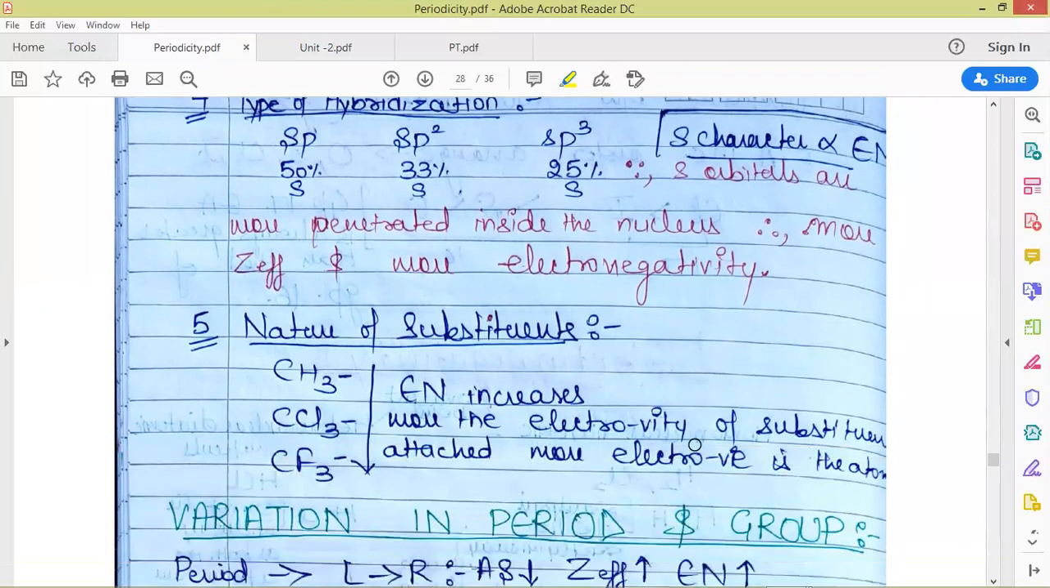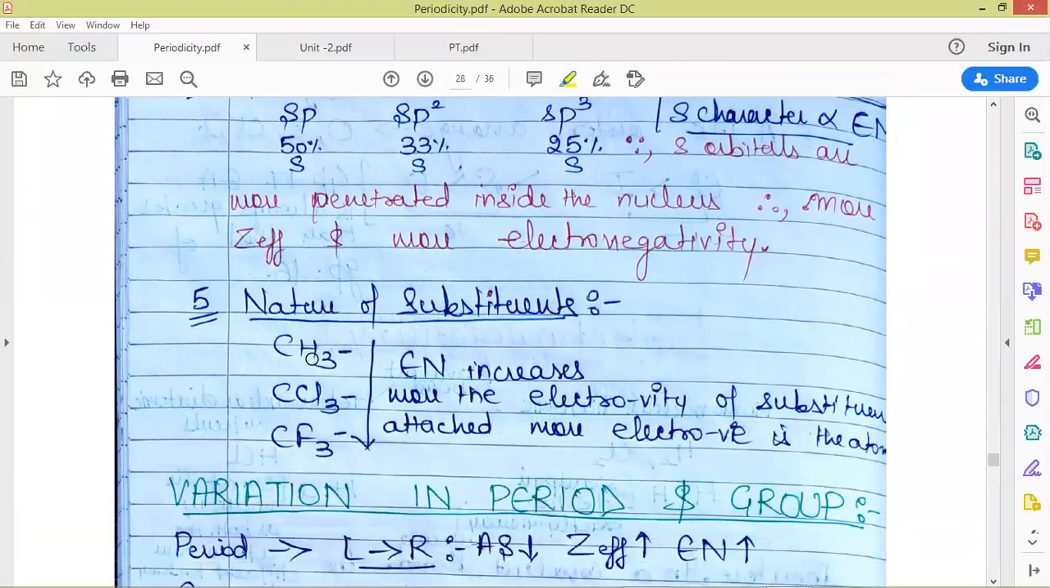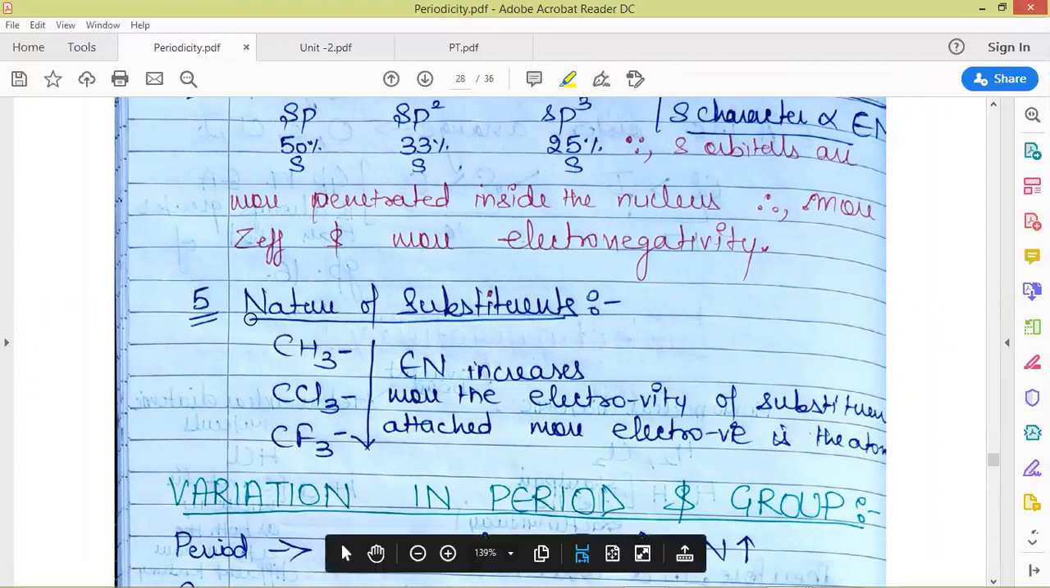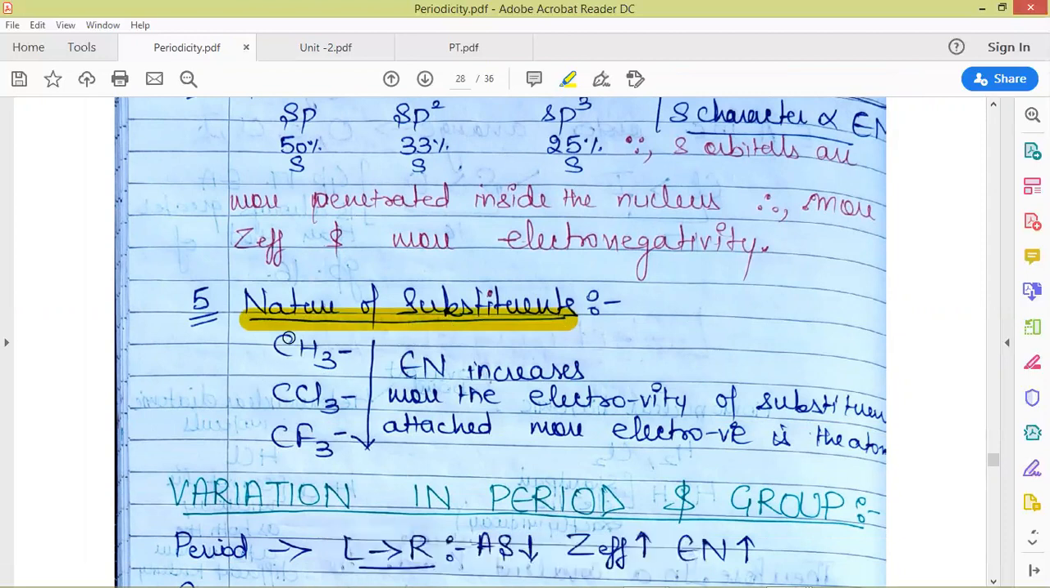Next we have the nature of substituents. Say we're talking about the electronegativity of carbon. Here is an example for the case that we're discussing about nature of substituents present. Here on carbon, 3 substituents are there in each carbon. First is having 3 hydrogens, second is having 3 chlorines, and third one is having 3 fluorines. So what is happening here? We can see that electronegativity of these substituents is increasing as we are moving down this order.